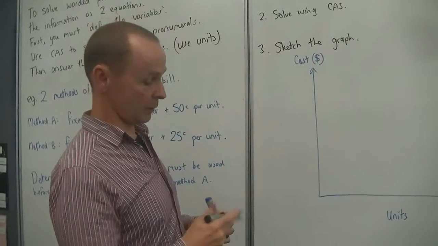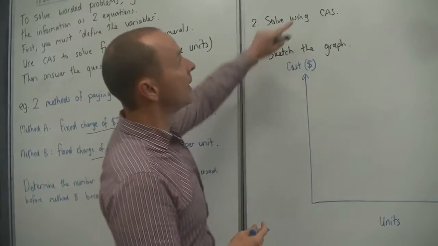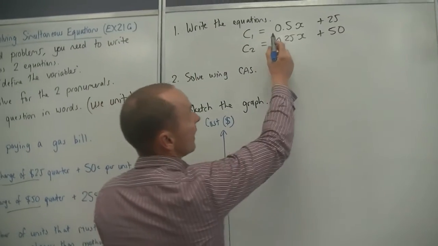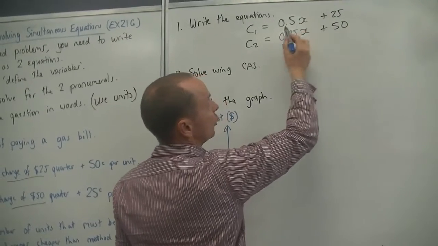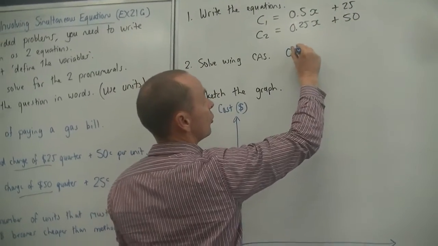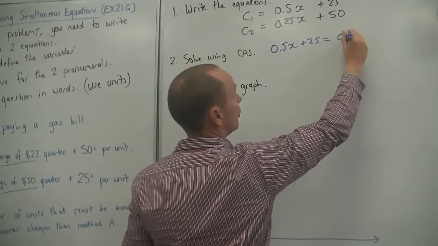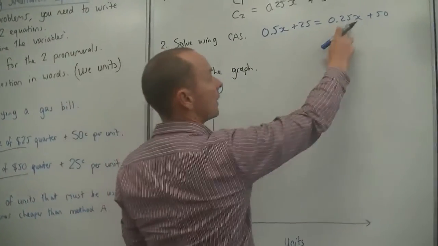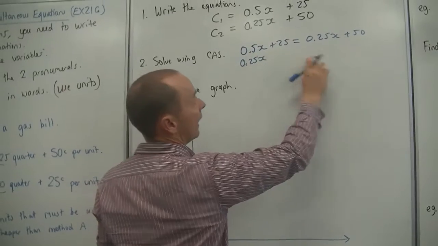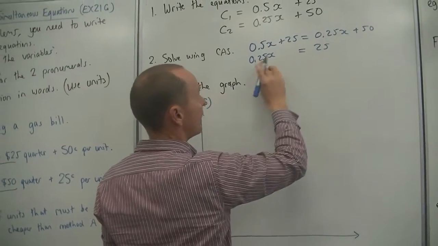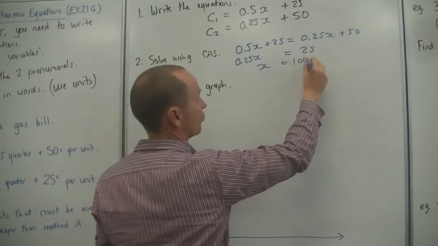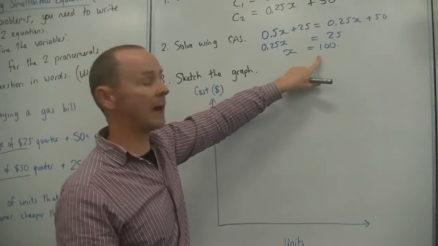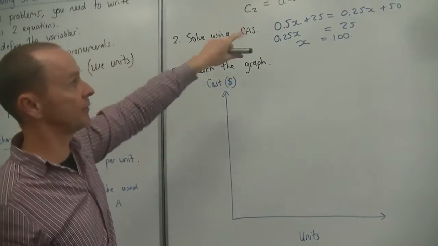But if you want to do it algebraically, this is going to take extra time, but the point of intersection is where the costs are the same. So you can say, this is cost 1, and that one is cost 2, so you let those two equal each other. So you go 0.5x plus 25 is equal to 0.25x plus 50. Minus 0.25x from each side, and minus 25 from each side. Divide by 0.25, and you get x equals 100. So if you did use CAS, you'll get the same answer. So x is 100 units. Remember, x is the number of units of gas that we're using.